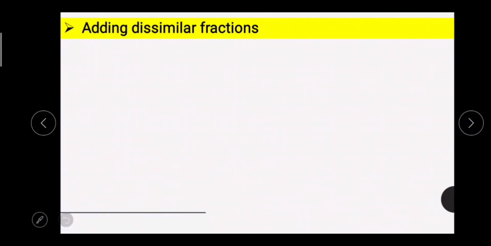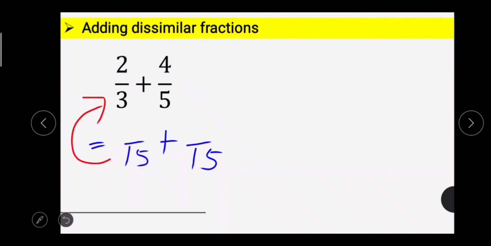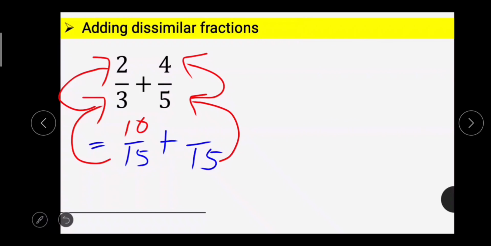Next is 2/3 plus 4 over 5. So first is determine the LCD. So what is the LCD of our given fractions? When we do the skip counting, the least common number is 15. Let us divide 15 by 3. That is 5. 5 times 2, 10. And then this part, 15 divided by 5, that is 3. 3 times 4, that is 12.